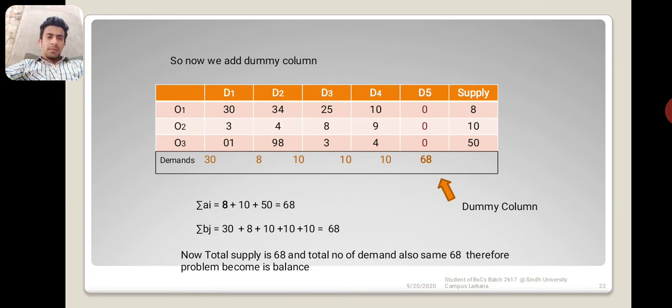Here we add the dummy column D5 with zero costs, so the demands become 30, 8, 10, 10 and 10, totaling 68. Now total supply is 68 and total demand is also 68, therefore the problem becomes balanced.